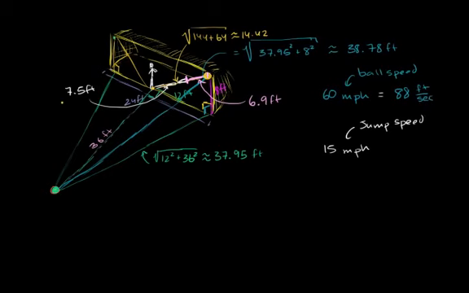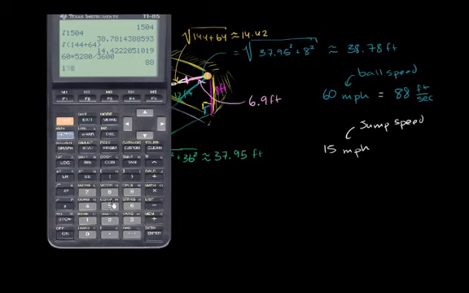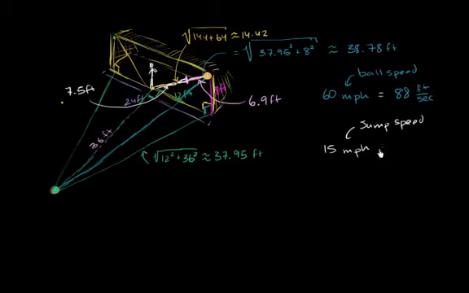And now let's do the same thing for the goalkeeper. So 15 times 5,280. So this is the feet traveled in an hour, but we want it in a second. So we're going to divide it by 3,600. Gets us to 22 feet per second. So now we can use these speeds to figure out how long it will take the ball to go from this point all the way to the top right corner.